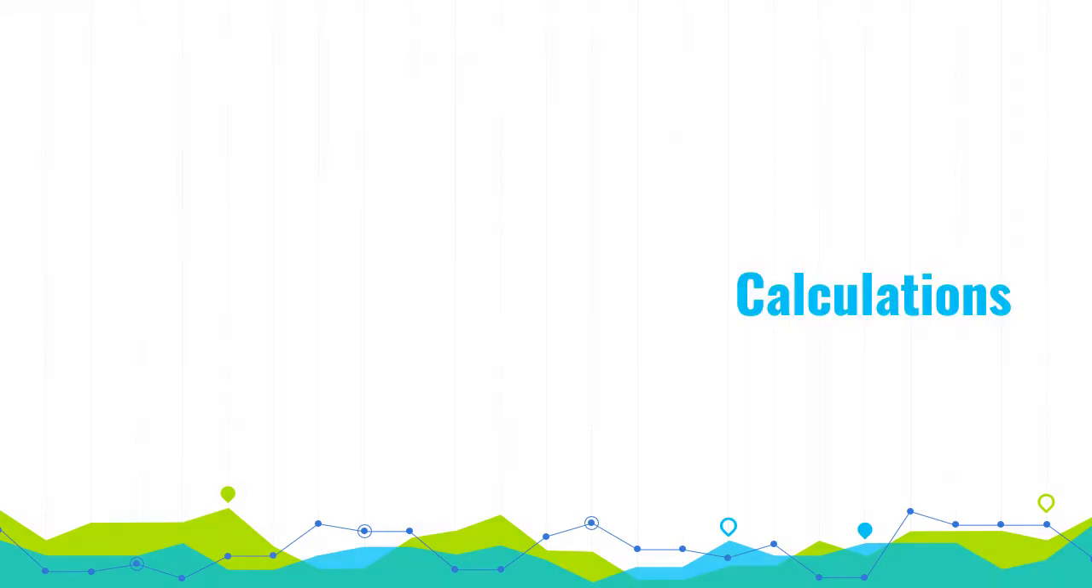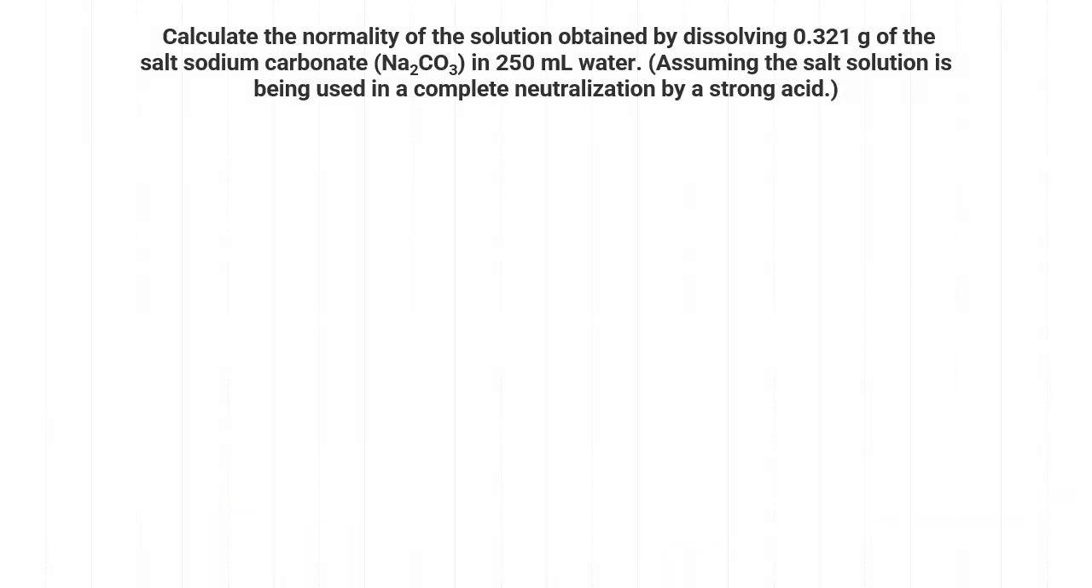Now that we have that part cleared out, we may now proceed with our calculations, starting with this problem. Calculate the normality of the solution obtained by dissolving 0.321 grams of the salt sodium carbonate Na2CO3 in 250 ml of water. Assume the salt solution is being used in a complete neutralization by a strong acid.